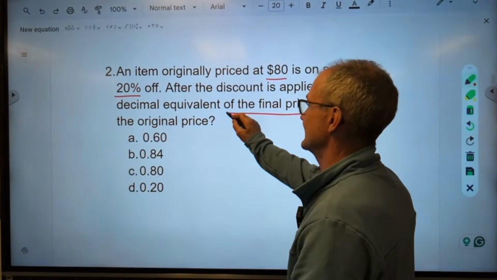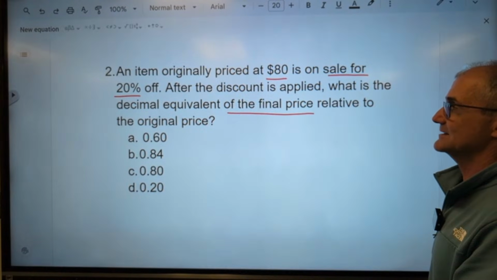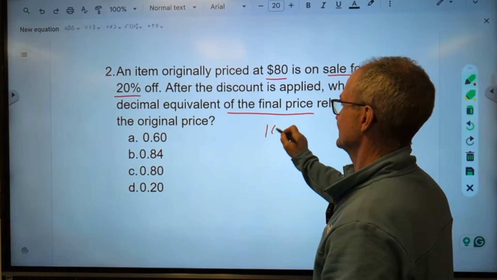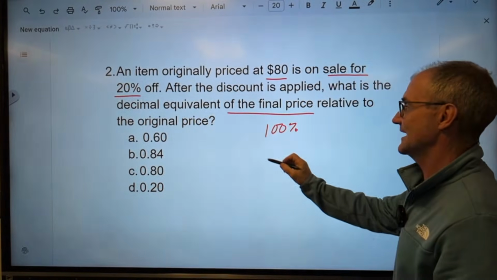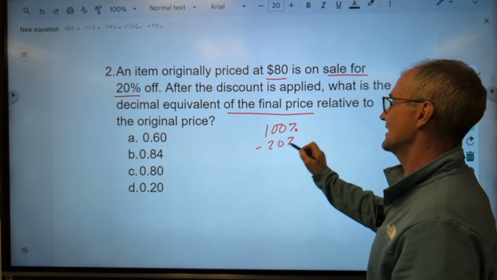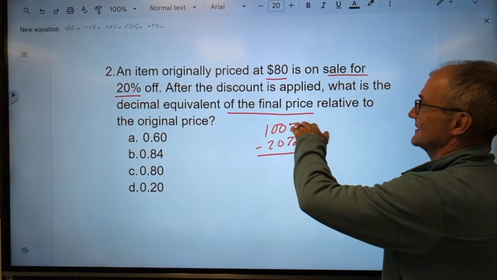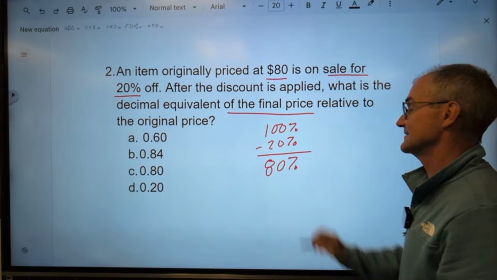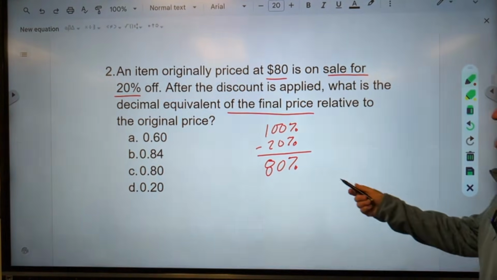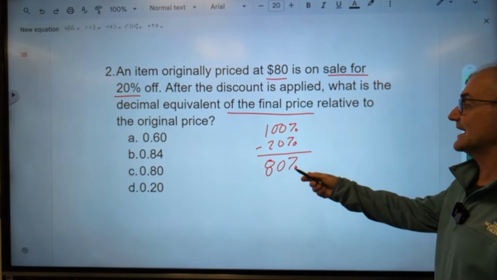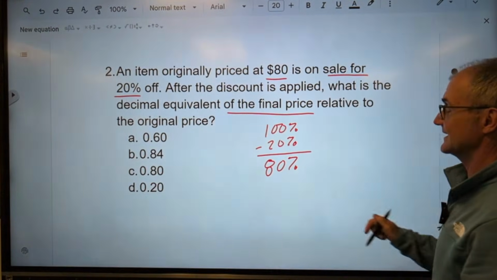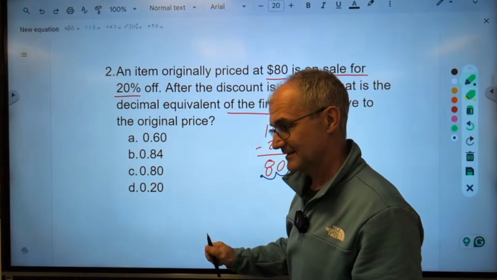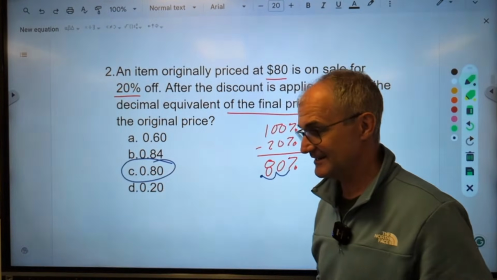So we want the final price relative to the original price. Well, the original price is 100%, and I am getting 20% off. So what is the decimal equivalent of the final price as a percentage? 80%. That's actually as easy as it is. And then I have to convert that into a decimal. So I take that 80%, I move the decimal place over 1, 2 to get 0.80. There we go. I see a C right there. Nice.